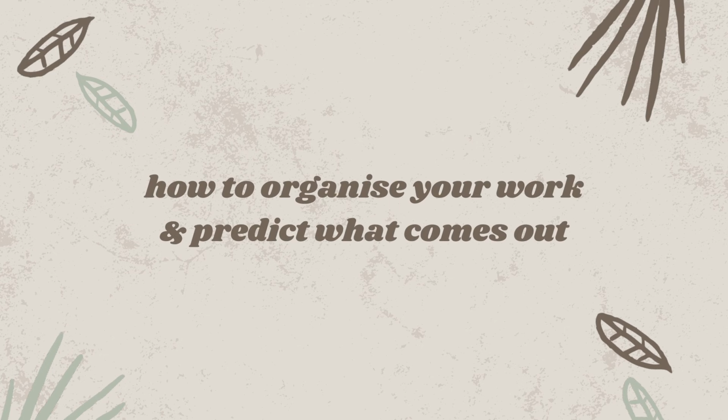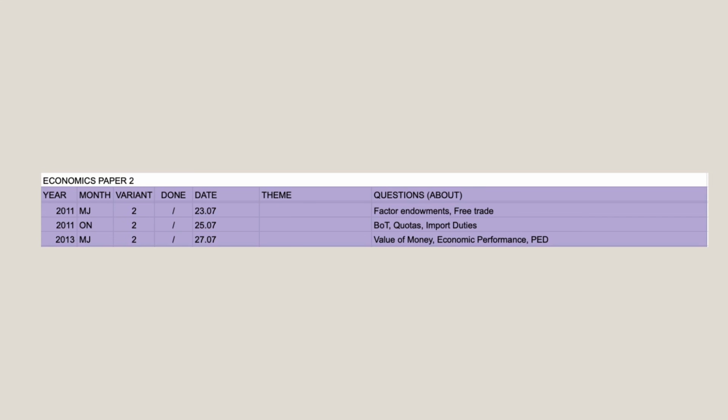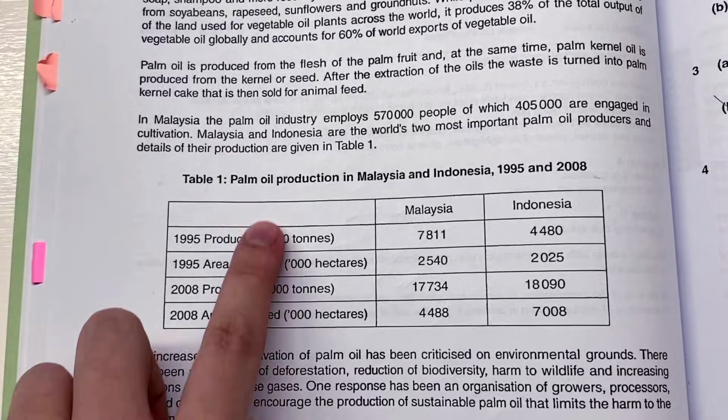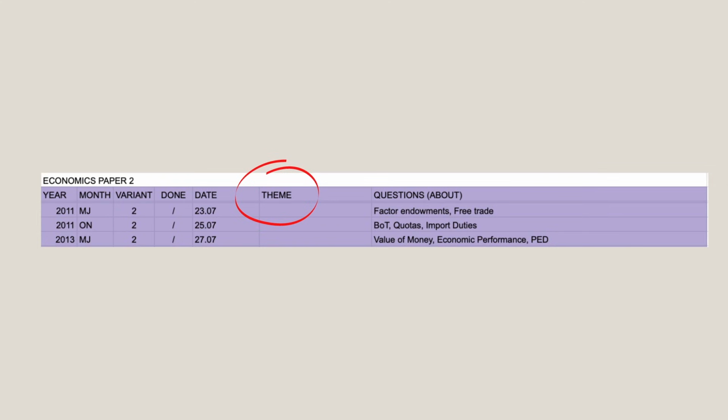Tip number 4, how to organize your work in a way that will predict what topics and essay questions will come out. For paper 2 and paper 4, this is how you should organize your work. For section A, you want to write down the theme of the question. For example, is the question talking about oil or inflation? And you also want to write down the type of questions that they ask.